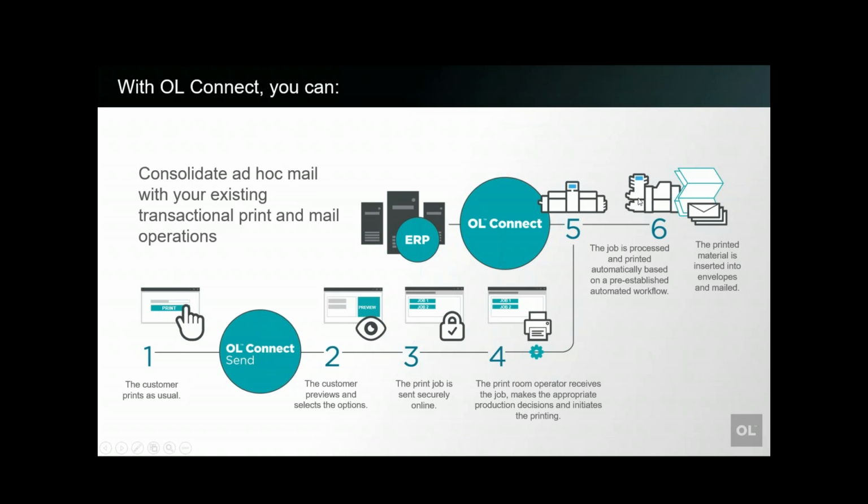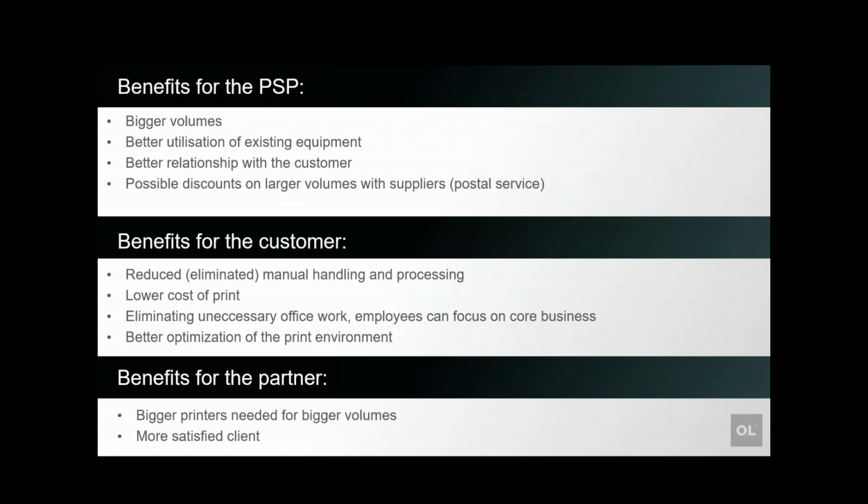Uses the enveloping machines, uses the other technology, uses the barcodes if necessary, in order to get the information on the document, print it, and just passes on to postal services. Basically, what we see here is that PSPs get bigger volumes, get better utilization of existing equipment, better relationship with the customer because they provide additional service for them.